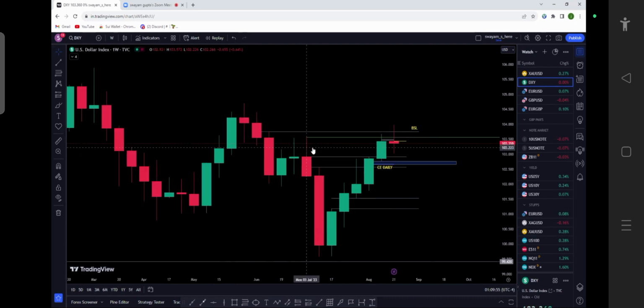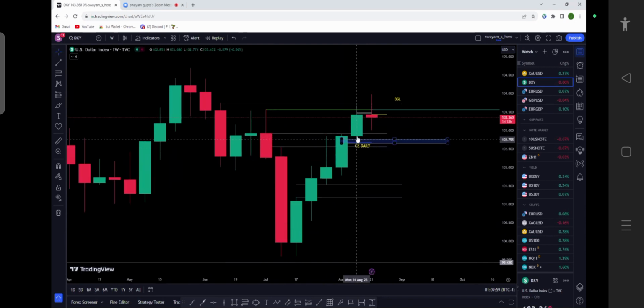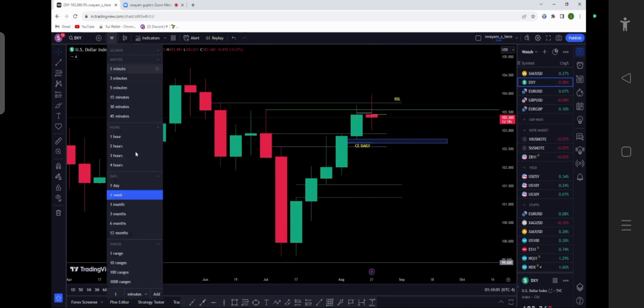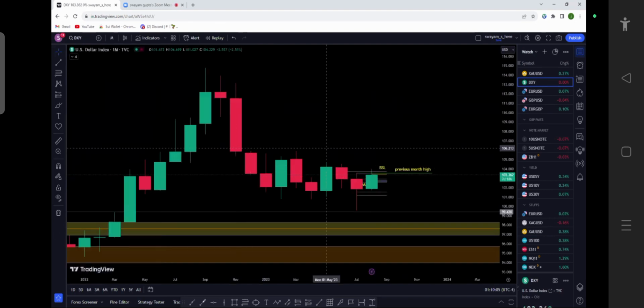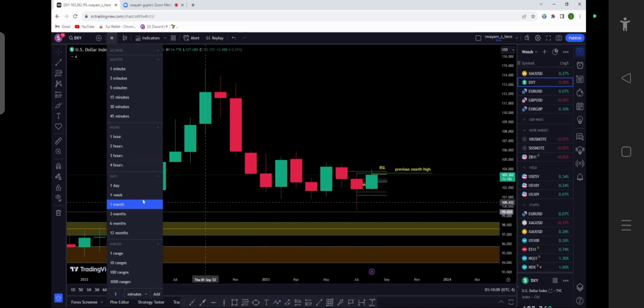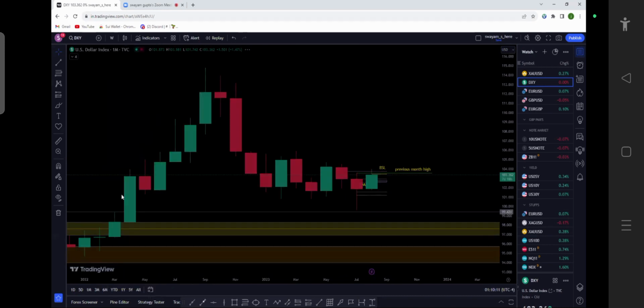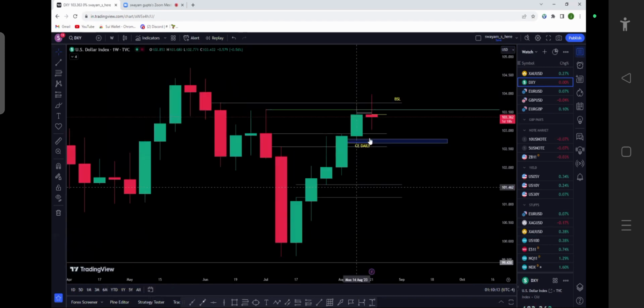And even though I don't see any displacement, I don't see any kind of imbalance in here. We have small, as we can see in the monthly time frame, this is the case. We have taken out the previous month's high, and now we are expanding to the lower side, so I'm expecting immense selling in this area.